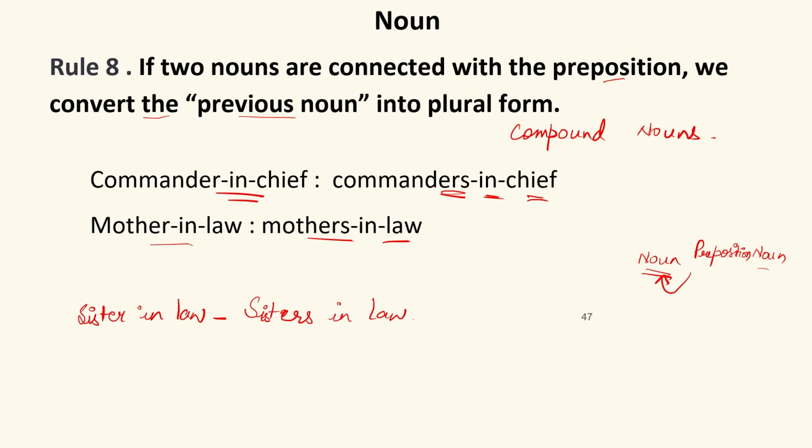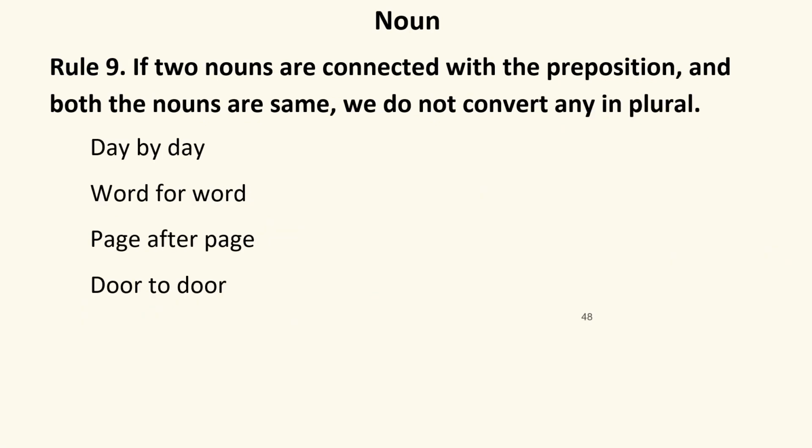So there are various other compound nouns like prime minister. We convert the word prime minister into plural form as prime ministers. But if two nouns are connected with each other with the help of a preposition, we do the change only in the first noun.